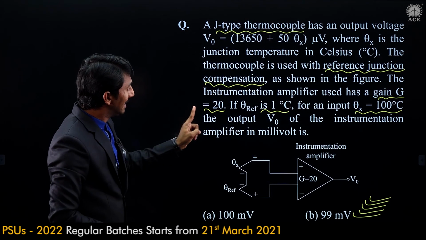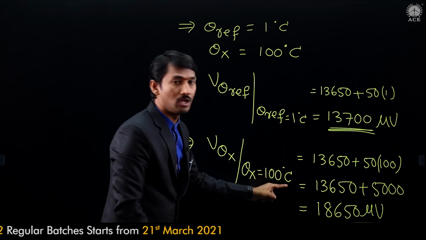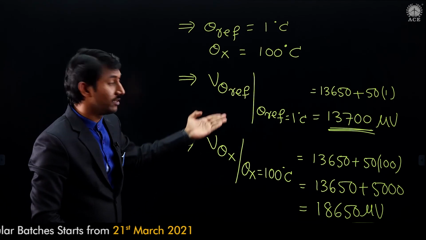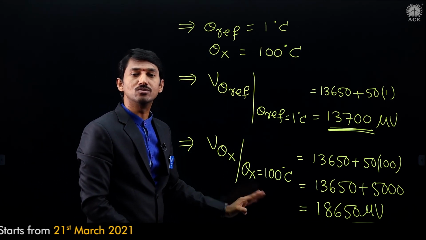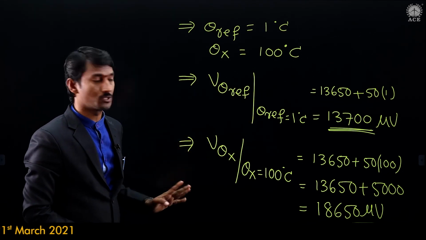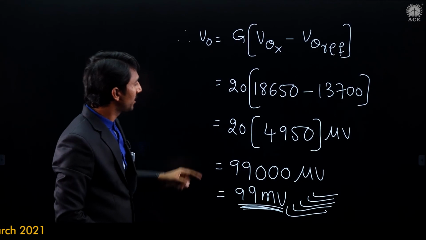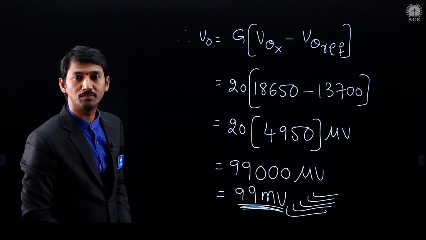But be clear, in this entire thing, these two calculations are playing the crucial role. You need to understand, in order to find the main output value, we require these two values. Thereby we need to take the corresponding measurement. So that's why we have calculated these two. Thereby, finally, V naught equals 99 millivolt. Clear?